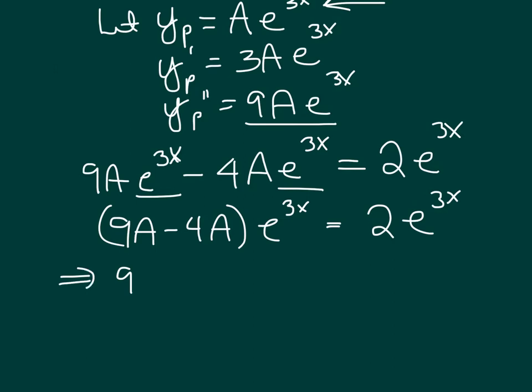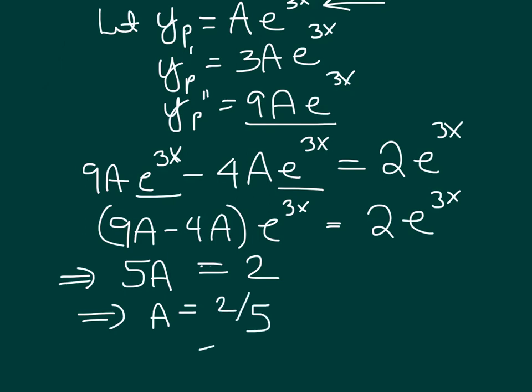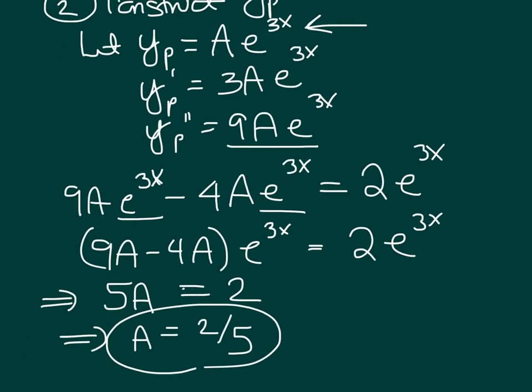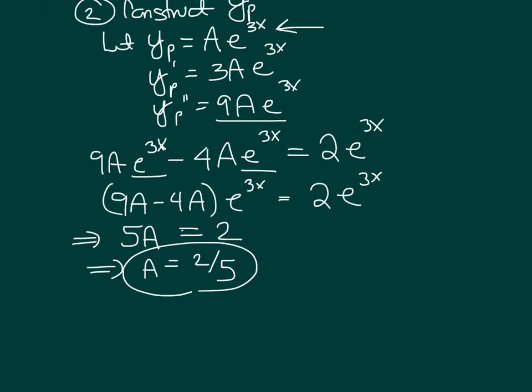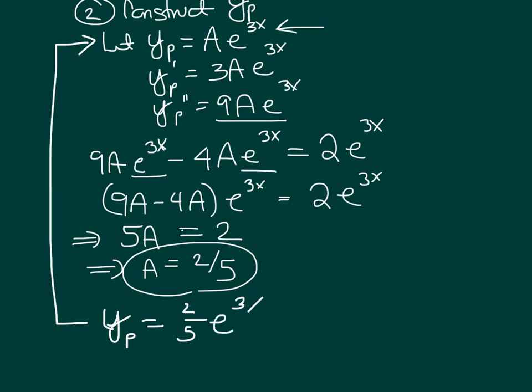So we know that this implies 9a minus 4a, we can simplify that, that's just 5a equals 2, and then a must be 2/5. Okay, so we found our coefficient, so let's substitute it back into our y sub p that we chose. So y sub p equals a, well, a is 2/5, e to the 3x.